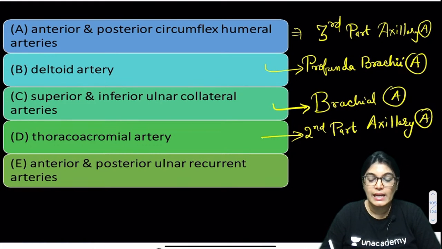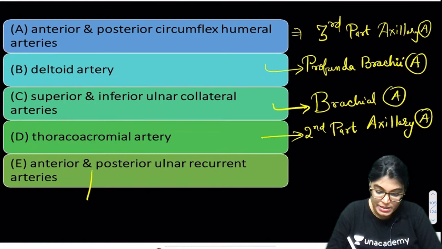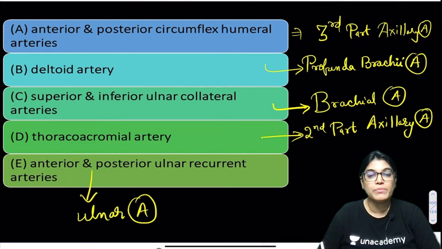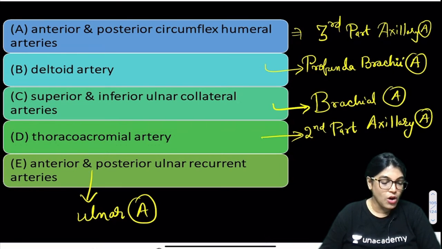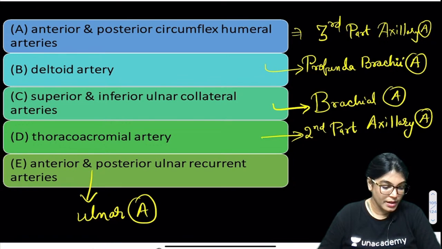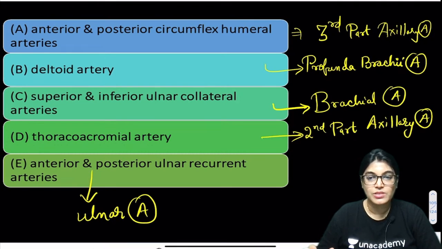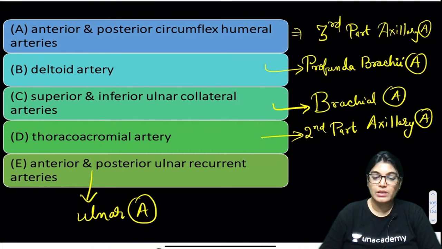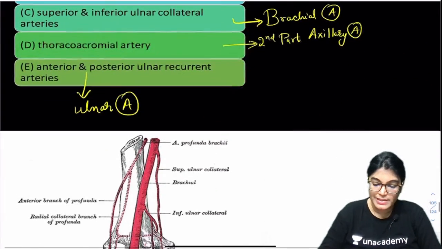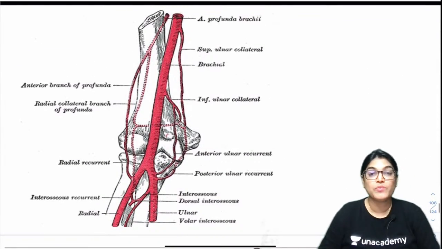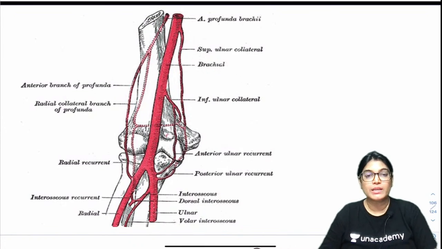Anterior posterior ulnar recurrent artery is the branch of ulnar artery, and ulnar artery itself is a terminal branch of brachial artery. So all the options, I have given the branches of each component. Now let's move on to the explanation by seeing this diagram, a diagram of Gray's anatomy which will help you to understand the branches.